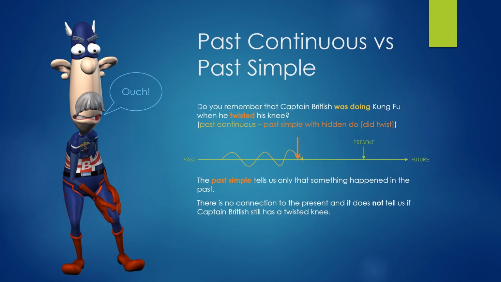Past continuous versus past simple. Do you remember that Captain Britlish was doing kung fu when he twisted his knee? The past simple tells us only that something happened in the past. There's no connection to the present, and it doesn't tell us if Captain Britlish still has a twisted knee.